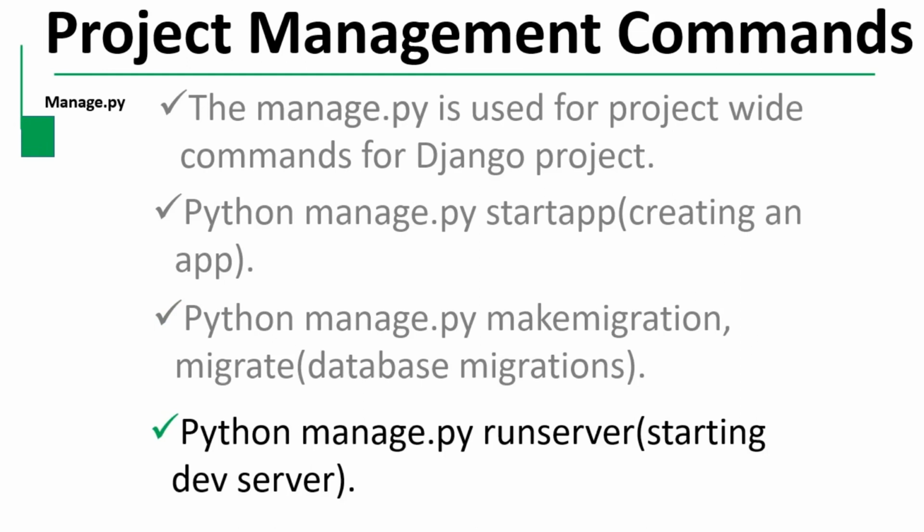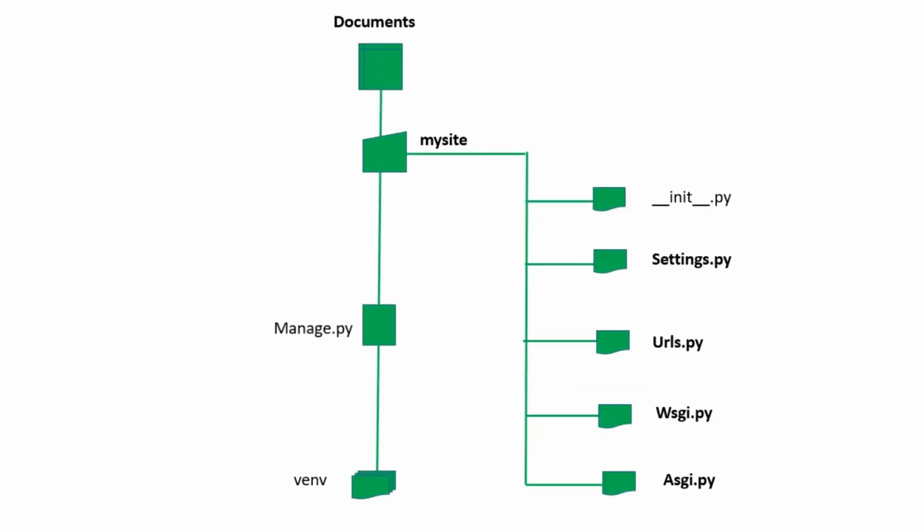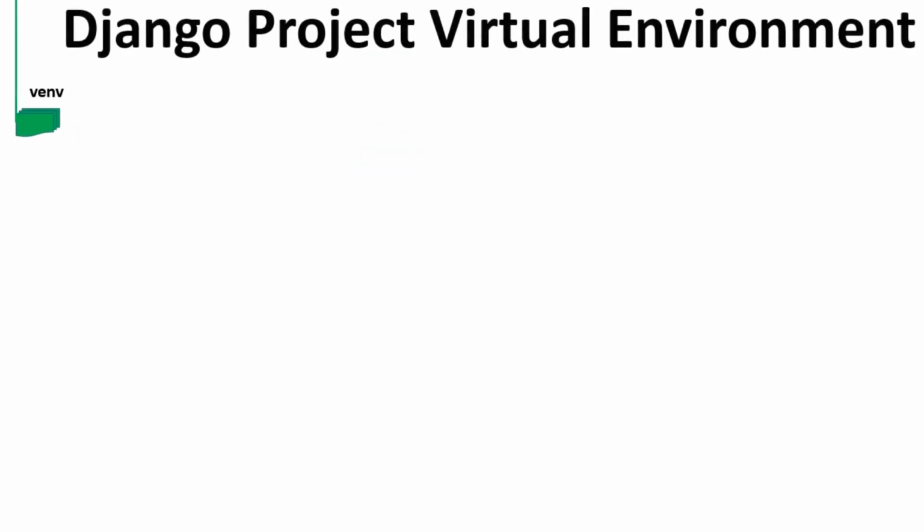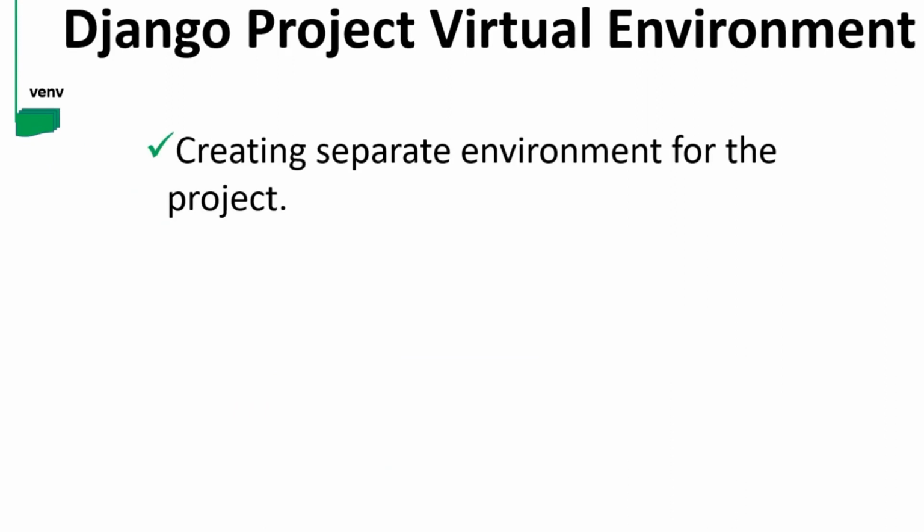Now let's take a look at the VM, which is actually the virtual environment. This is the project's virtual environment. Now, what is the virtual environment? The virtual environment is used for creating a separate environment for the project, that is for our Django project, in our case, the My Site project.